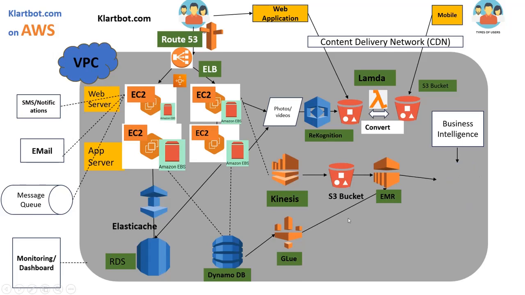Then for the data warehouse, to store the large amount of analytical data, we have a service called Redshift. The Redshift service is there in AWS, and it will be used as a data warehouse.